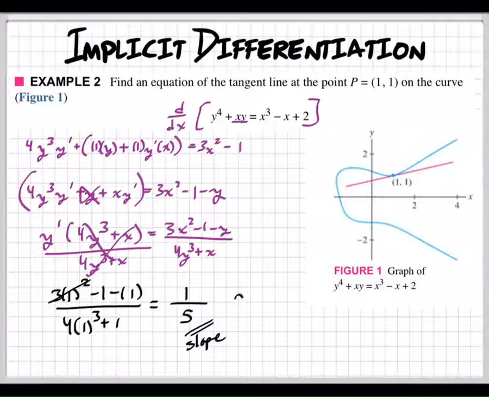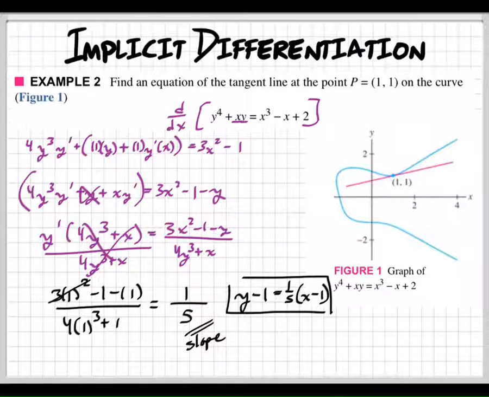All right, so we got y minus 1. I'm writing the point-slope form now. y minus 1 because our y is 1. And then we say it equals 1/5, times x minus 1, because our x is 1 right up there. Sometimes you have to find these points, but this point is just given to us so we can practice implicitly deriving.